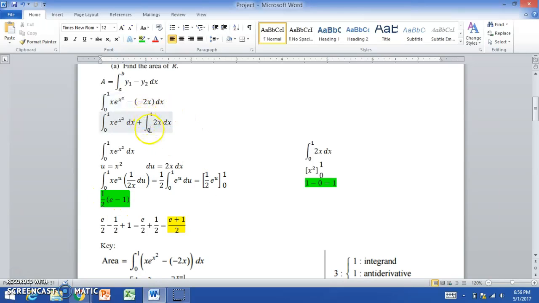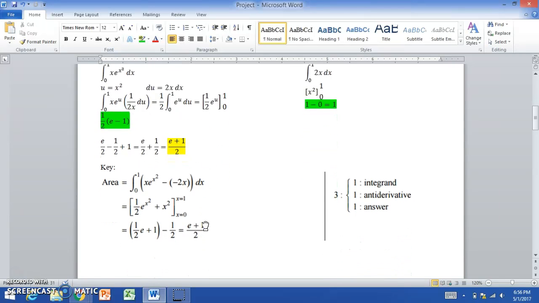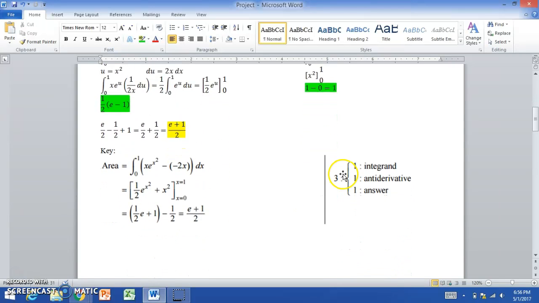The second part is we have to get the antiderivative of 2x, which is x squared. Plugging in 1 and 0, we get 1. After finding those values, we add them all together, and we find e plus 1 over 2 after simplifying everything. This problem is worth 3 points, 1 point for the integral from 0 to 1, 1 for anti-deriving the functions, and also 1 for the final answer.